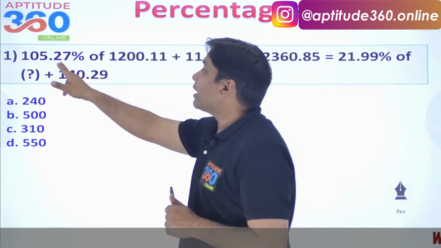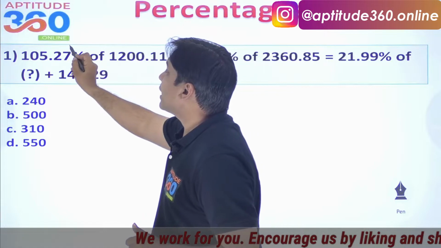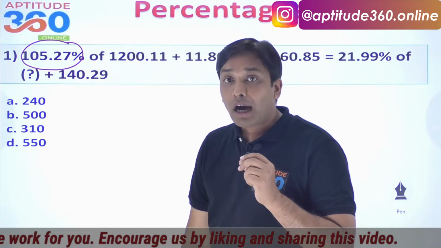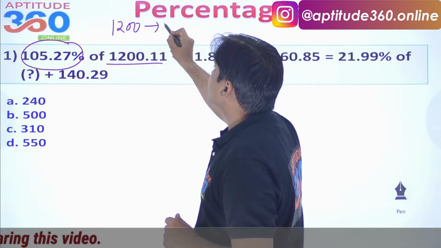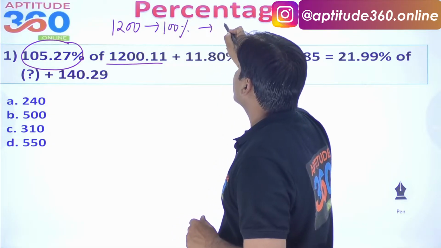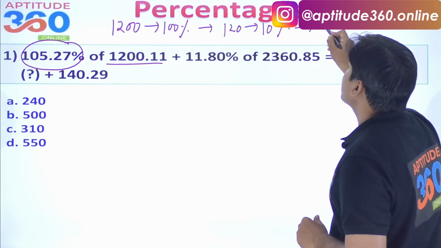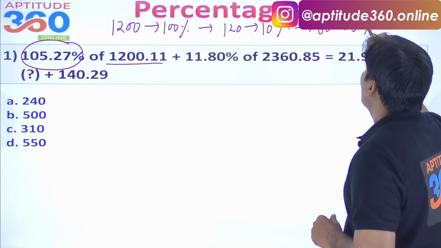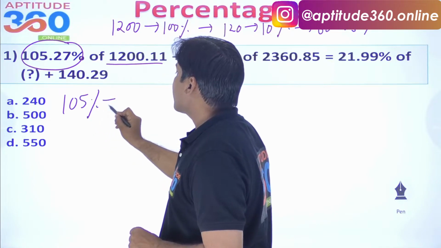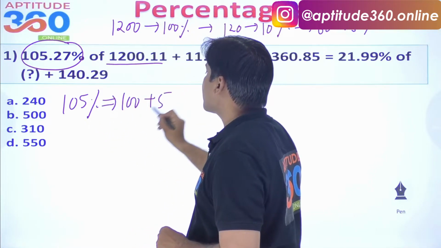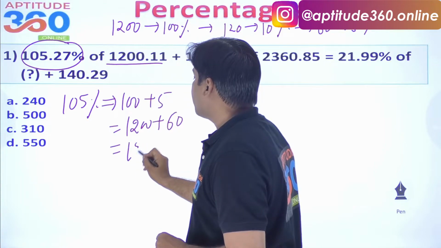Now 105% of this, and then this is equal to, let us say this, if you need to find out 105.27% of this value. So 1200, what is going to be 10%? It is 100%, right? How do you find out 10% of this? 120 will be nothing but 10%, right? So what is going to be 5%? I'll write 60 as 5% because 1% is going to be 12. Now if you need to find out 105%, can you write this way? So this is 100 plus 5. So that is 1200 plus what is 5%? 5% is 60. So this value will be 1260.